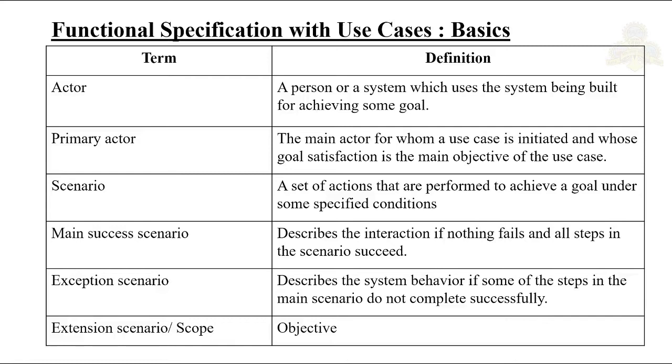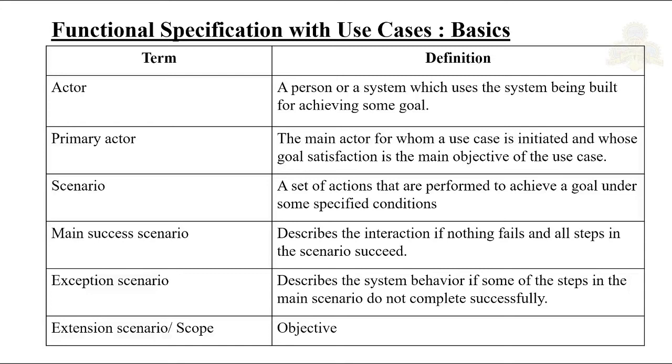Next, we have the main success scenario. This describes the interaction if nothing fails and all the steps in the scenario succeed. Whenever the primary actor executes all the use cases and nothing fails, we call it a main success scenario. By the name only we can get it, right? Success scenario. Now, there may be many success scenarios.